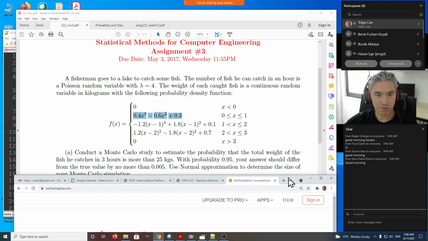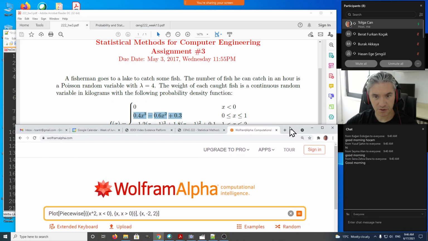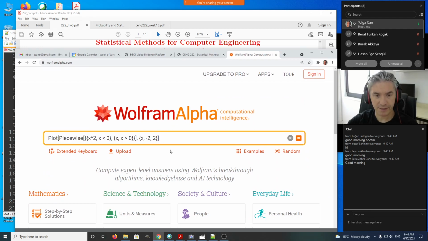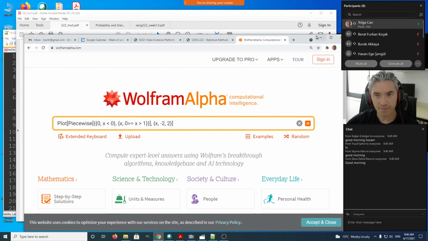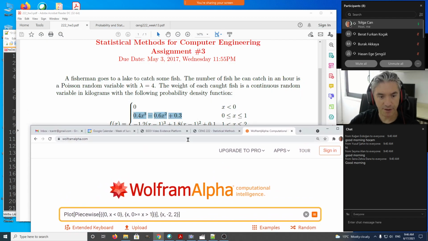For example, the first one here is 0 when x is less than 0. So we write it: when x is less than 0, it's 0. When x is greater than or equal to 0, and we can write something like this: 0 less than or equal to x, and x up to 1. So we write 1 here, and we type our function here.